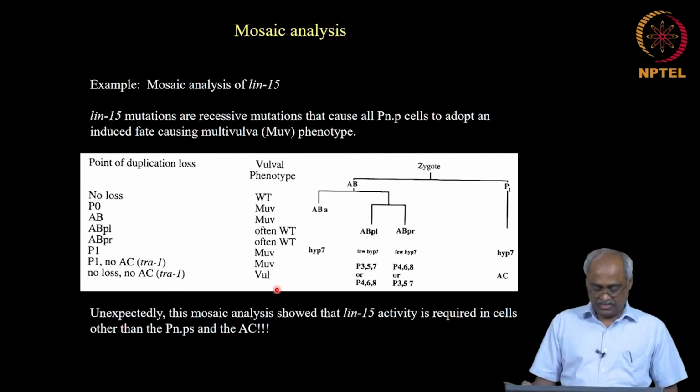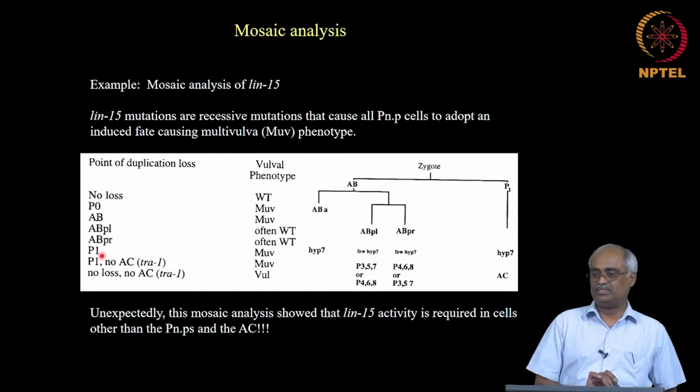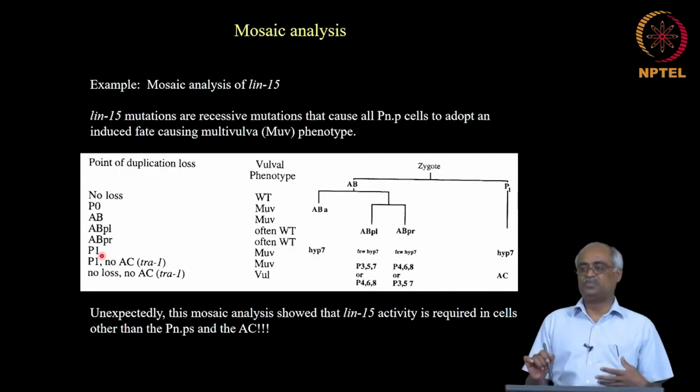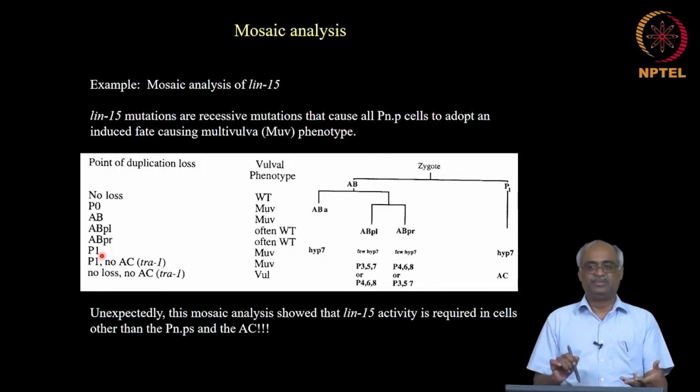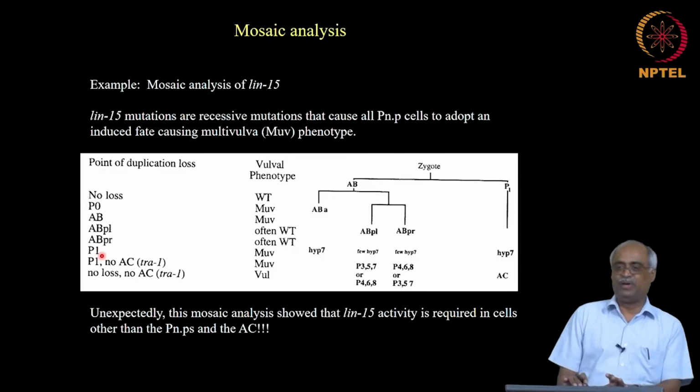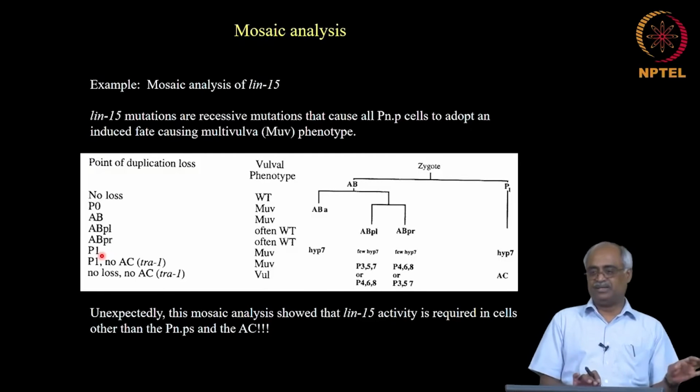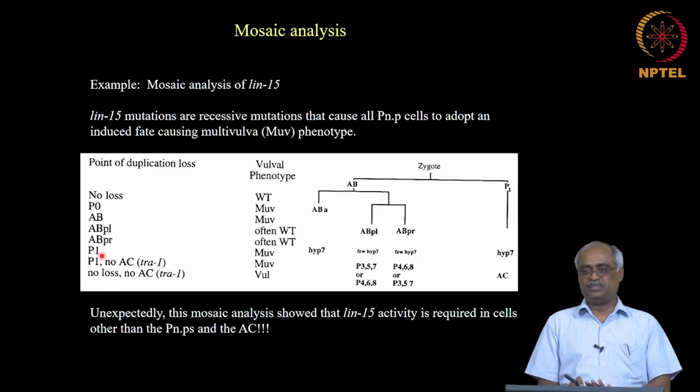Now, you look at what you are finding. Even without anchor cell, you are getting multivulva, indicating that this Lin15 seems to be expressed in cells other than the P lineage and anchor cell. This kind of finding comes from mosaic analysis. These are the kind of findings that will come only from mosaic analysis, which is why that is taken here as an example.